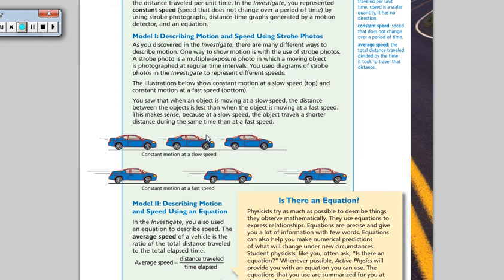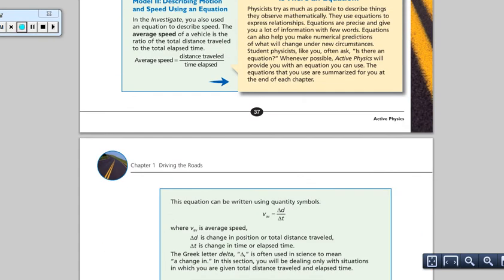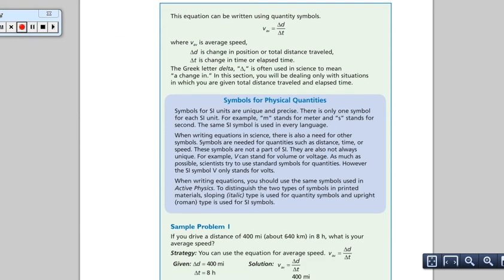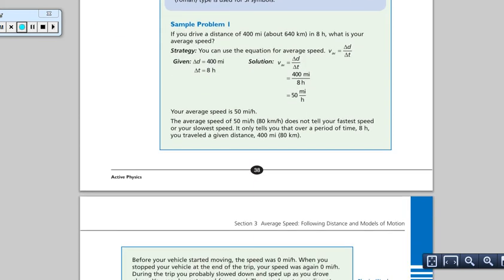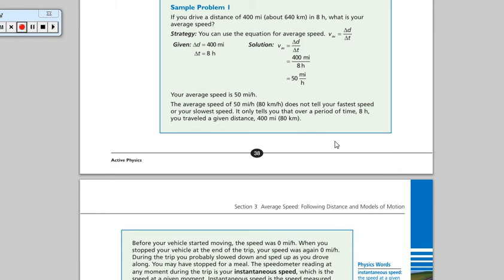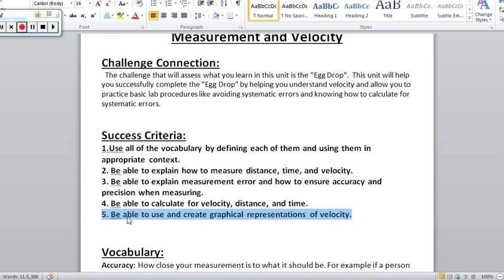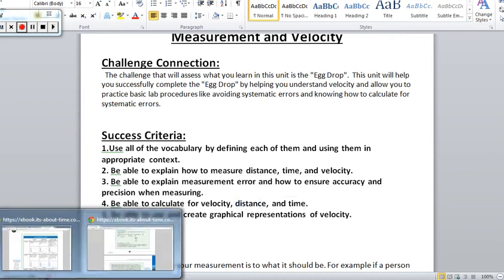Alright, I just told you guys in the last video I would be giving a second lecture here for the measurement and velocity unit. In this lecture, I'm going to quickly describe how to calculate and find velocity, in addition to being able to calculate for both distance and time. If you look at your success criteria, you can see: be able to calculate for velocity, distance, and time. It's not just velocity, so don't get confused with just thinking that I just need to know velocity. You also need to know how to calculate for distance and time.